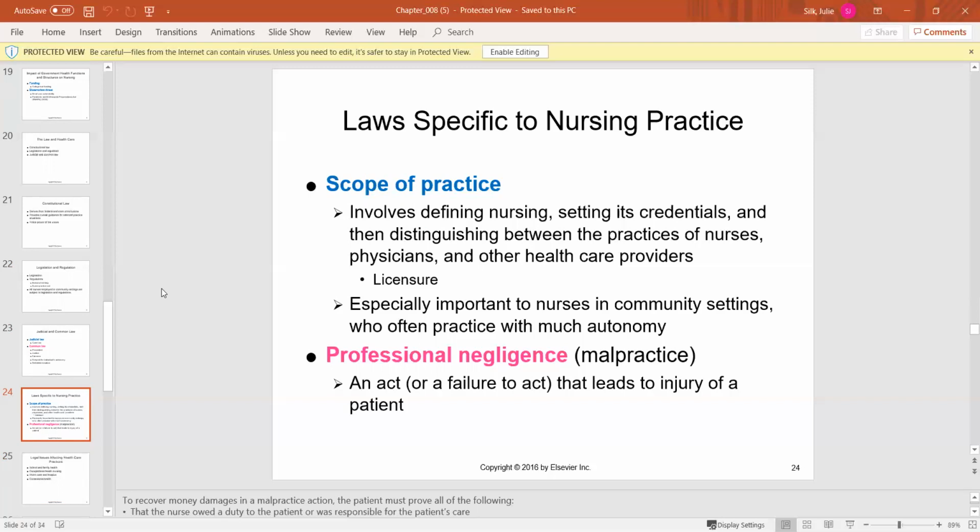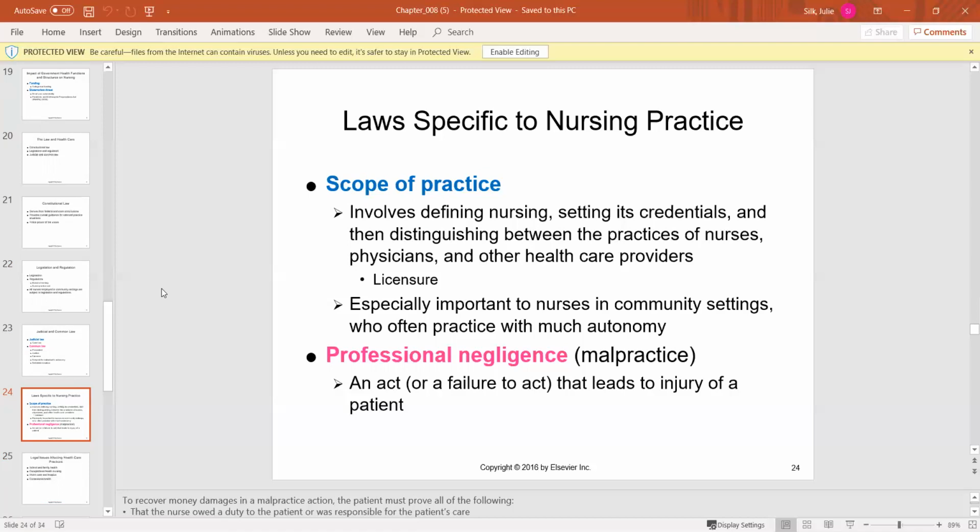Anyway, to recover money damages in a malpractice action, the patient must prove the following things. They have to prove that the nurse owed a duty to the patient or was responsible for that person's care. Second, that the duty to act the way a reasonable, prudent nurse would act in the same circumstances was not fulfilled. Like in my example, a normal nurse that saw someone on the floor would go in and see if this patient was okay. In that instance, that person didn't fulfill their duty.